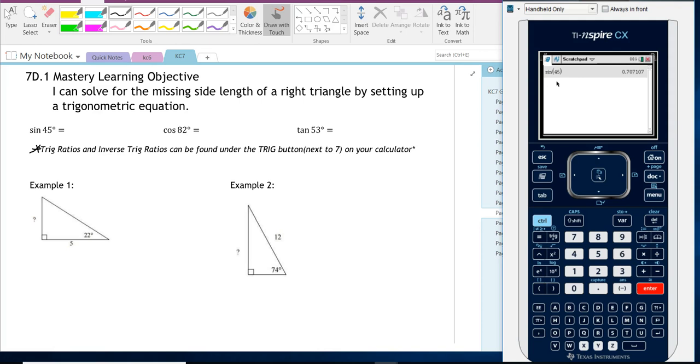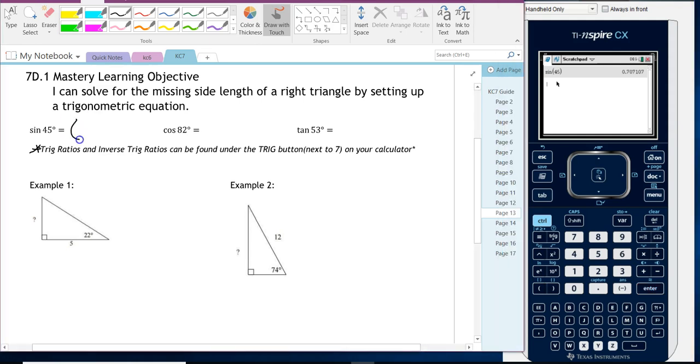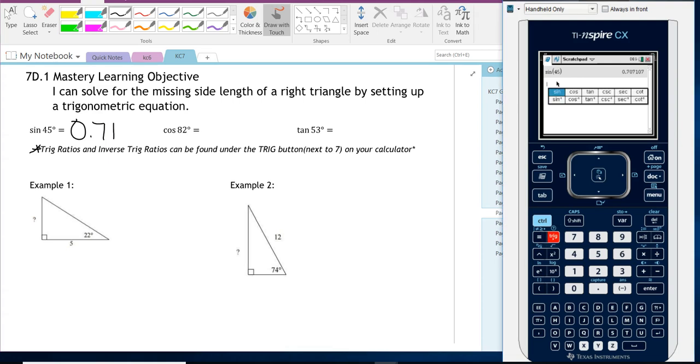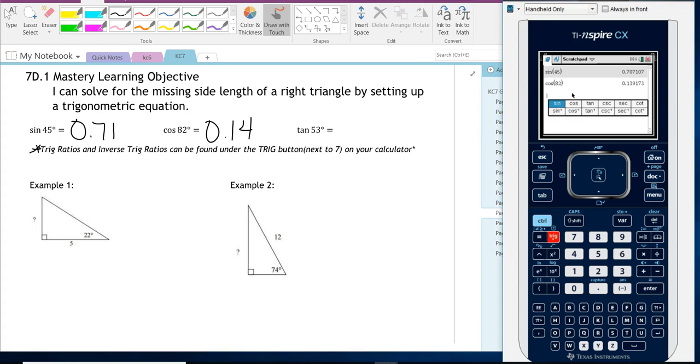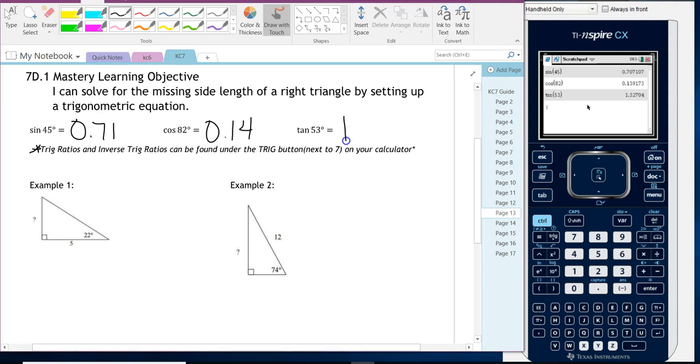For our sake, I'm just going to keep our decimals to just 2 decimal places, so 0.71. I want to find the cosine of 82, so I'm going to click trig again, do cosine, type in 82, enter, and this is going to give me 0.14. Tangent of 53 is going to give me 1.33. All right, so those are going to be our angle measures.